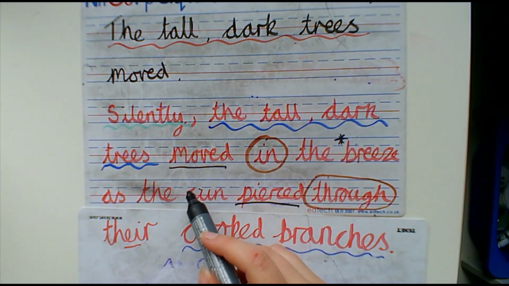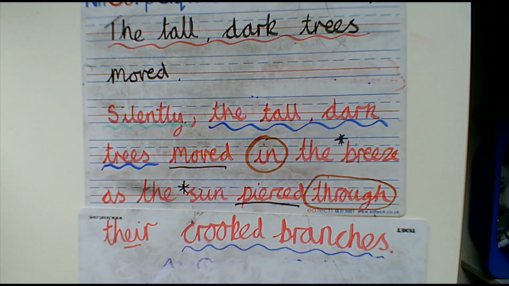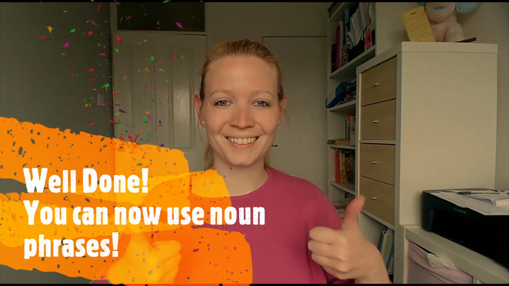Now there are actually 2 other nouns in this sentence, breeze and sun. You could expand these as well if you wanted to. Be careful about expanding every noun phrase in a sentence, otherwise it'll end up being really long and a bit confusing. So, well done. You can now write some noun phrases, so go and practice.